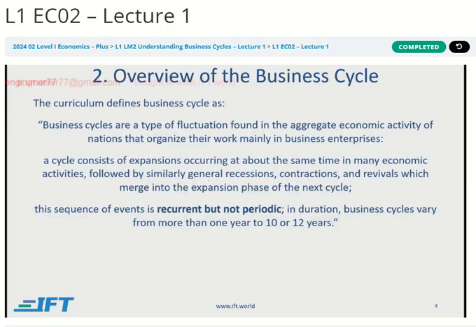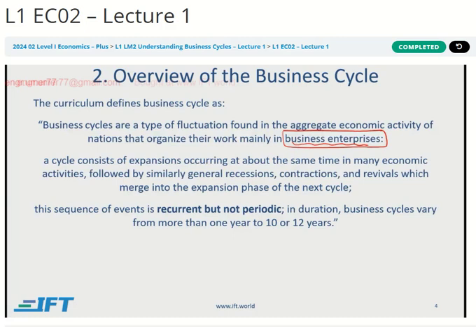Right. So, first of all, let's start with the definition of a business cycle from our curriculum. And it says business cycles are a type of fluctuation found in the aggregate economic activity of nations that organize their work mainly in business enterprises. Now, I think we need to emphasize on this word. So, if you have a country which is purely agricultural in nature, they may not have that much of a contraction and expansion compared to economies which have a large sector which consists of business enterprises.